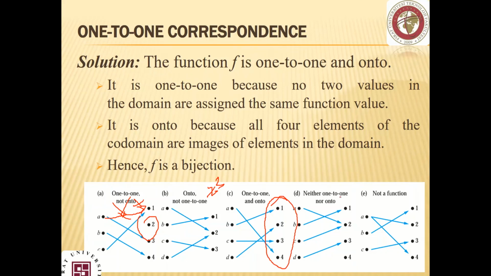If it is neither 1 to 1 nor onto, that means what? We have A and C represented by 2. That means it's not 1 to 1. We have 2 elements represented by 1 image. And at the same time, we have one value here not represented. Now, the one I made a mistake on earlier: if we have A represented by 2 elements at the same time, that's not a function.